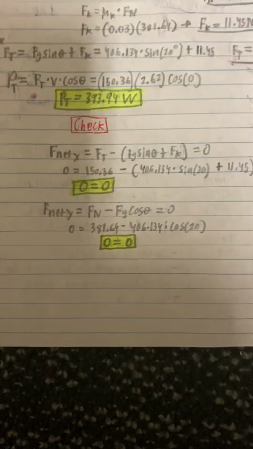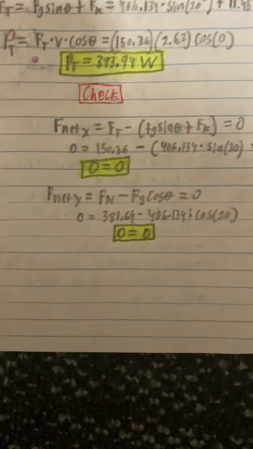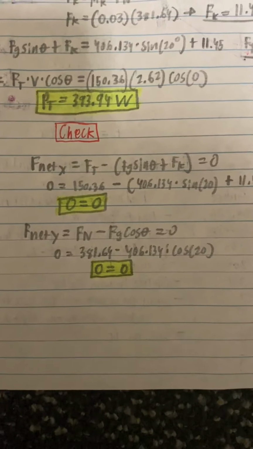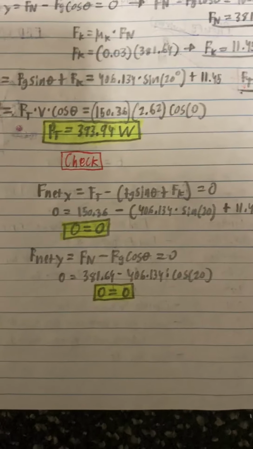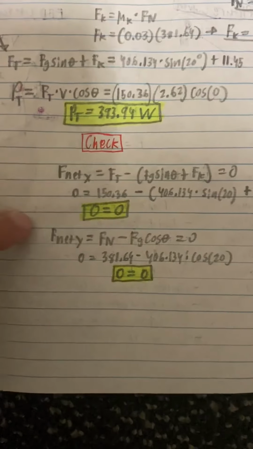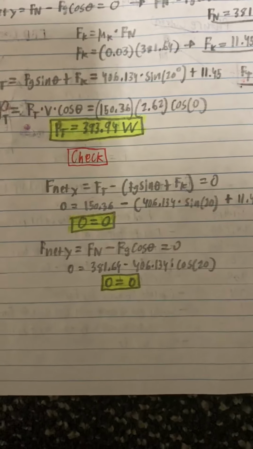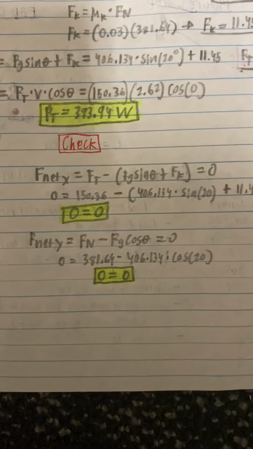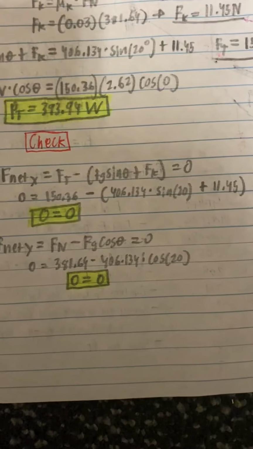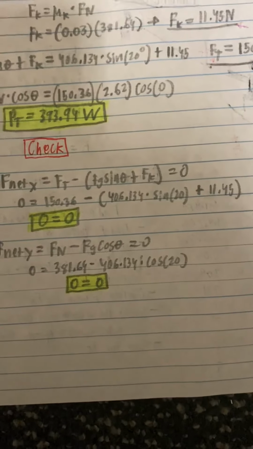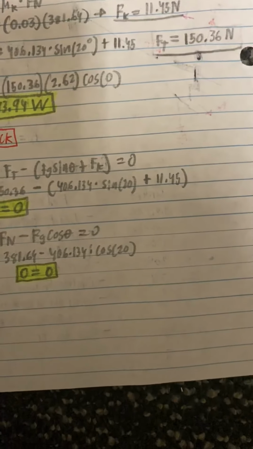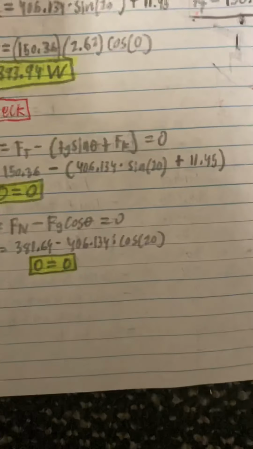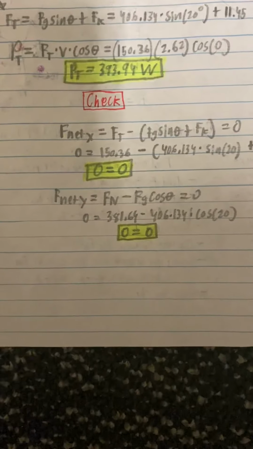All right, now checking this. We get the net force of the x component being equal to Ft minus Fg sine theta plus the kinetic friction. So we're trying to solve for 0. We're seeing if plugging in both of the net force components would get us 0 equals 0. And yes, it does. If we plug in our values for the force of tension, we get 150.36 minus 406.134 times sine of 20 plus 11.45. We should get 0 equal to 0, roughly, because these are rounded values, so it probably won't equate exactly.